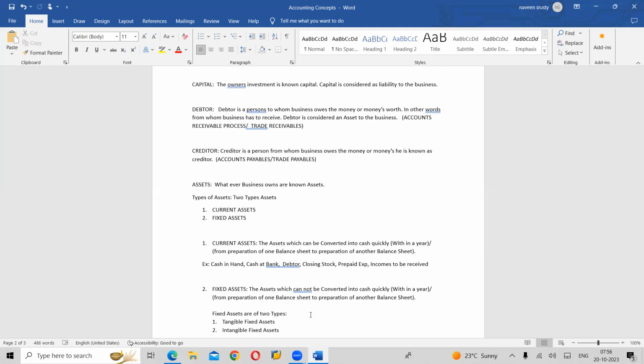Current assets are the assets which can be converted into cash quickly. Quickly in the sense, what is the time limit? 1 year. And 1 year in the sense from when? From the preparation of one balance sheet to another balance sheet. So any questions here?